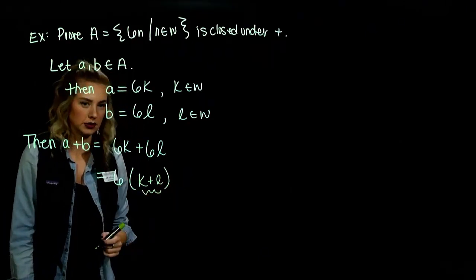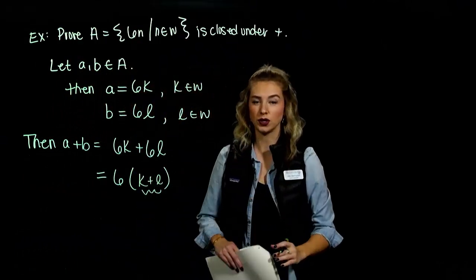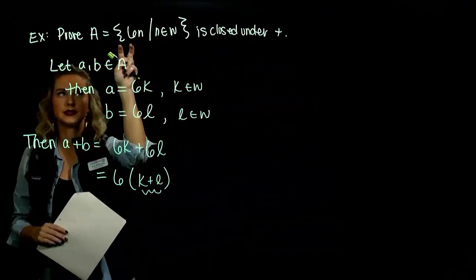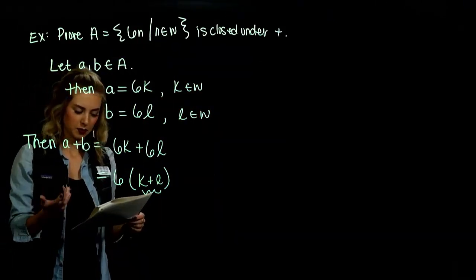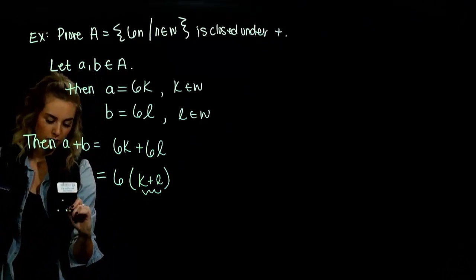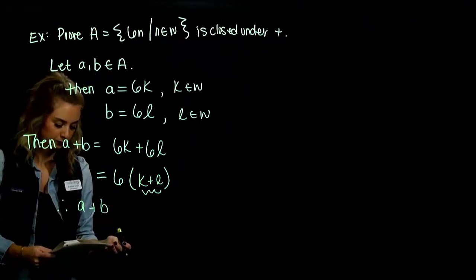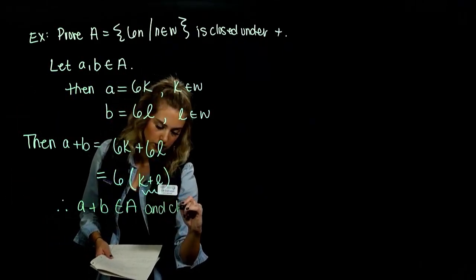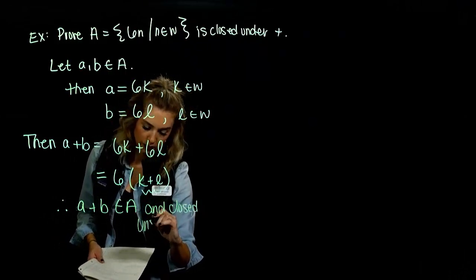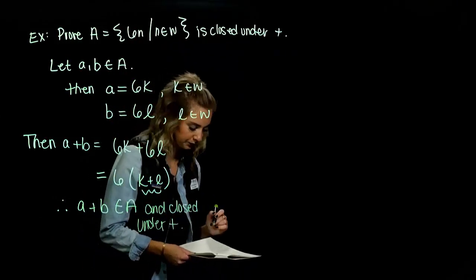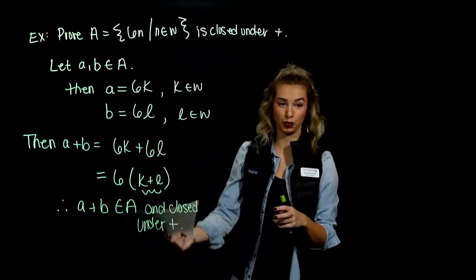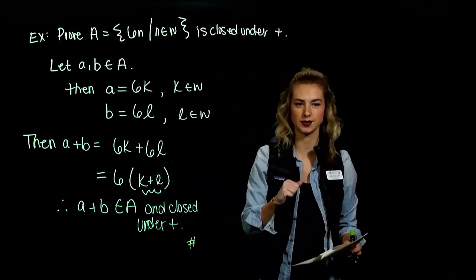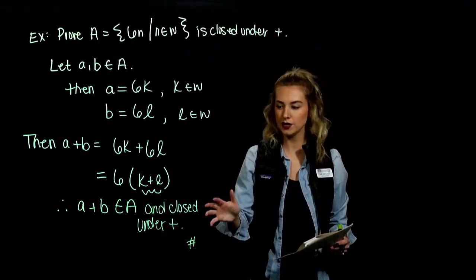And what can we tell about those things? They're coming from the whole numbers. So we fit our definition. Yes, if I combine two numbers that live inside of this specific set with addition, then yes, therefore a plus b lives inside of A and is closed under addition. And we basically proved it. It's proof form, so at the end we want to have some kind of symbol to represent this proof is finished. We've reached the conclusion.